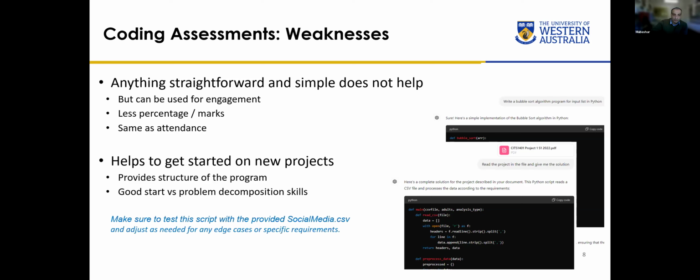Okay. Now, one of the things with the projects is that when we brought up the projects, it ended by mentioning, make sure to test this script with the provided CSV file and adjust as needed for any edge cases or specific requirements. So that was something I'm focusing on, and I make sure that students are provided a testing file which is far different from the sample file provided to them.